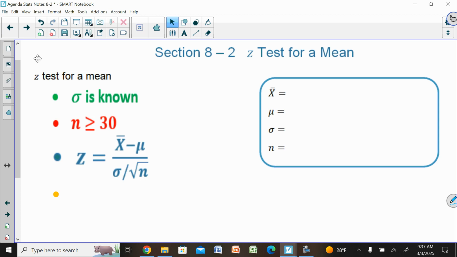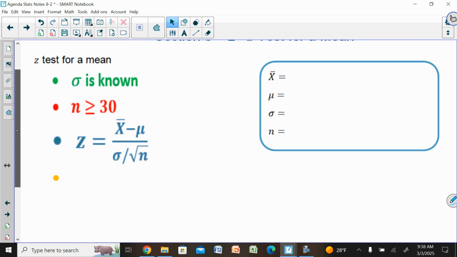Here's a big one. Here is the actual calculation you're going to do. You probably have seen that z is equal to x bar minus mu all over sigma over the square root of n. We've used that calculation for central limit theorem before. We know this formula, so the same thing applies. That is going to be a part of our hypothesis test. And we're going to use the z-table, so make sure you've got that out.